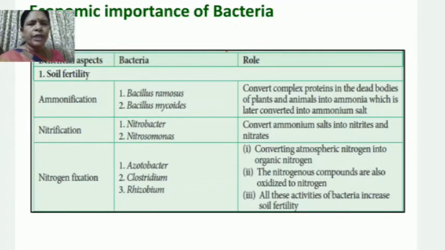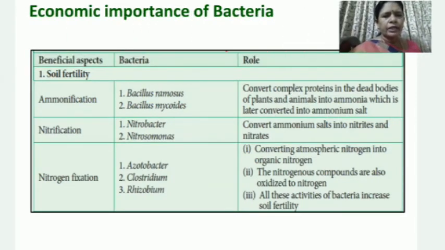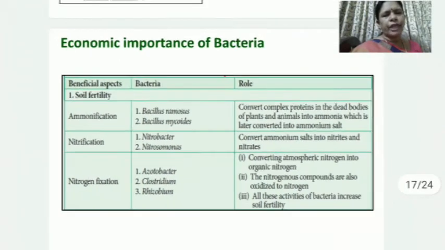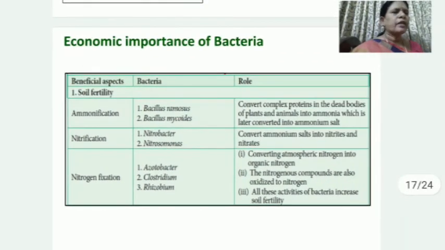By nitrification, Nitrobacter and Nitrosomonas convert ammonium salts into nitrites and nitrates. Nitrogen fixation: Acetobacter, Clostridium and Rhizobium convert atmospheric nitrogen into organic nitrogen. The nitrogenous compounds are also oxidized to nitrogen. All the activities of bacteria increase the soil fertility. So you can see 3 different methods. One is ammonification, the second is nitrification, the third is nitrogen fixation.